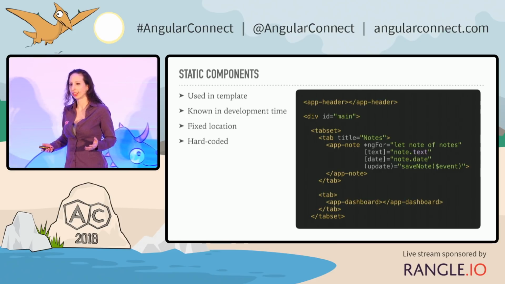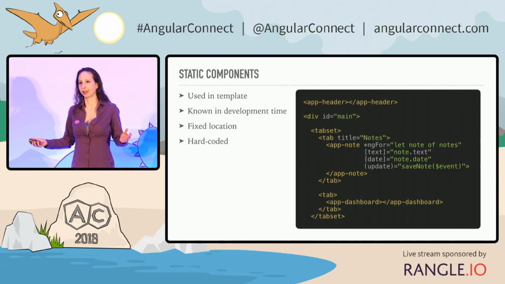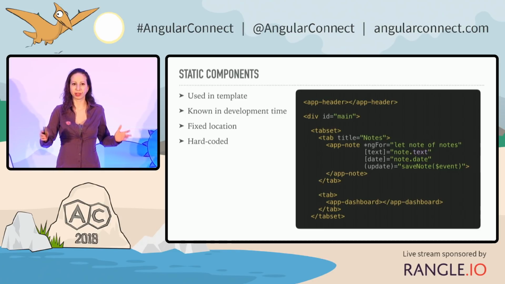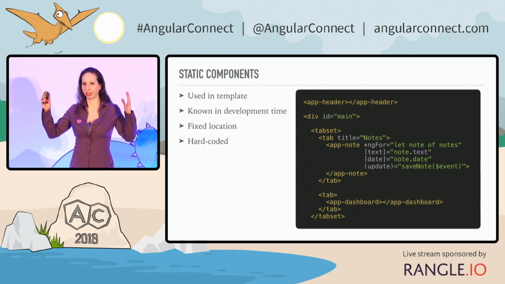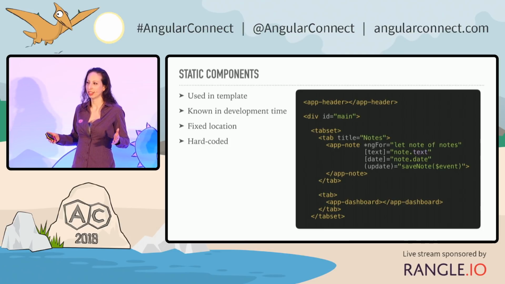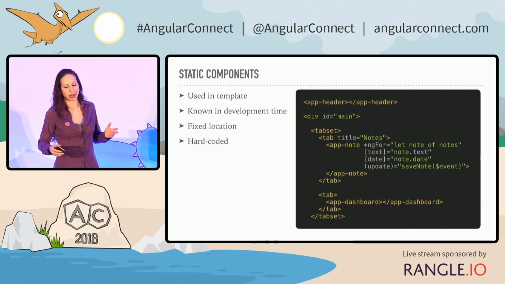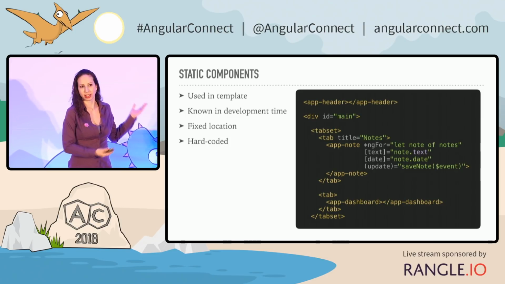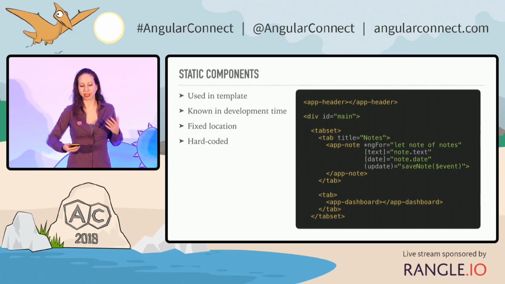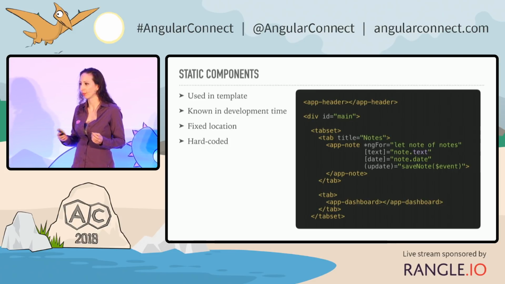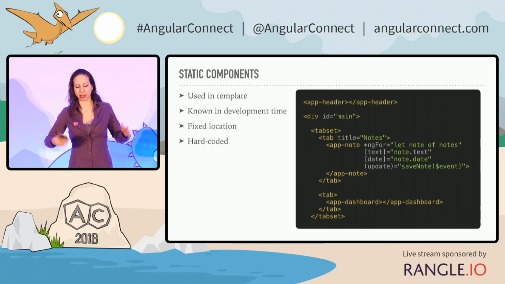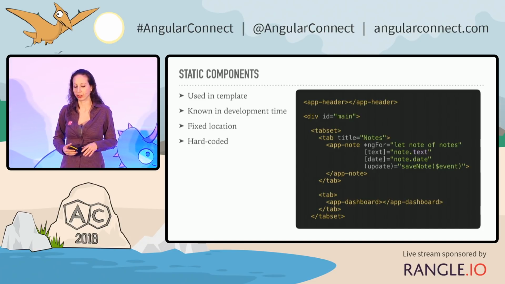And static components are components that are usually just used in the template. We're using their selector and putting them in a specific place in our code, in our application. So in this example, we've got several static components: the app header that I've created, and the tab set and tab that come from Angular Bootstrap, app node that I also created. There's an app dashboard, and so on.